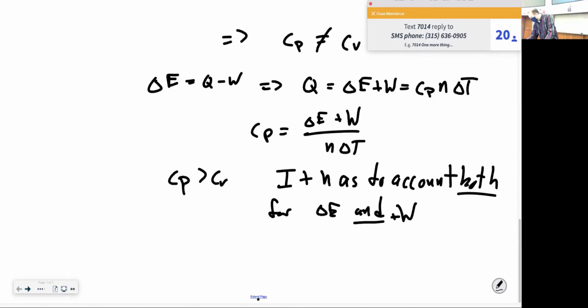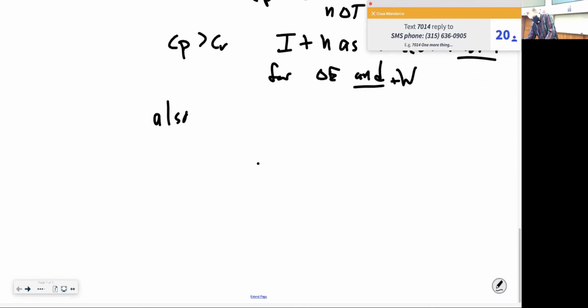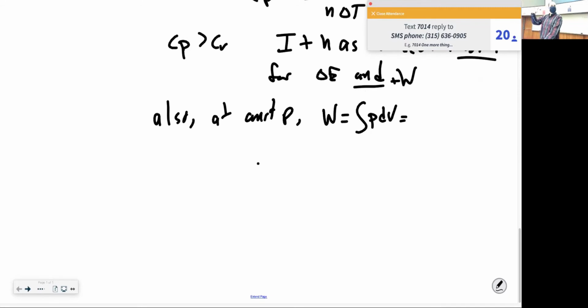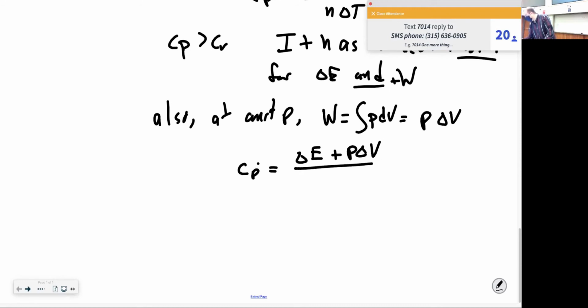We also know that at constant P, work, which is in general equal to P dV, if P is constant, you can pull P out. That's just P times delta V. So you can change work to P delta V. Cp really is delta E plus P delta V, divided by N delta T, which is nice because work is not a state variable. P and V are state variables. We can do this just in terms of state variables.